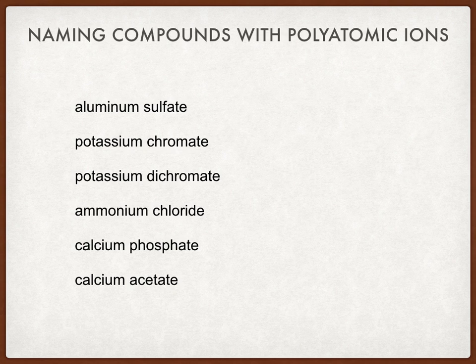I'm sorry, it's always a -2. So if you have a +3 and a -2, you're going to have to find the lowest common denominator, which is 6. So you're going to have to multiply that aluminum by 2 and that sulfate by 3. Al subscript 2, parentheses, to indicate the sulfate group, close the parentheses, and then subscript 3 to indicate that there are 3 of them.